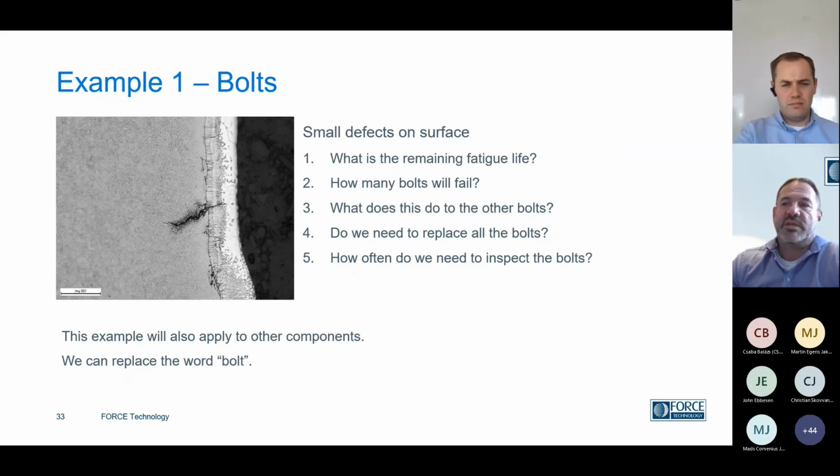Now, I've mentioned bolts here, but we can replace the word bolt and put anything in there, within quotes. The general formula is going to be the same. There are a lot of harsh environments out there, and a lot of strains, stresses, and loads that these structures have to deal with.